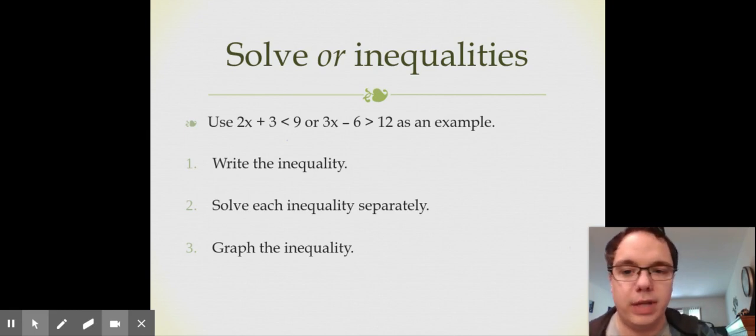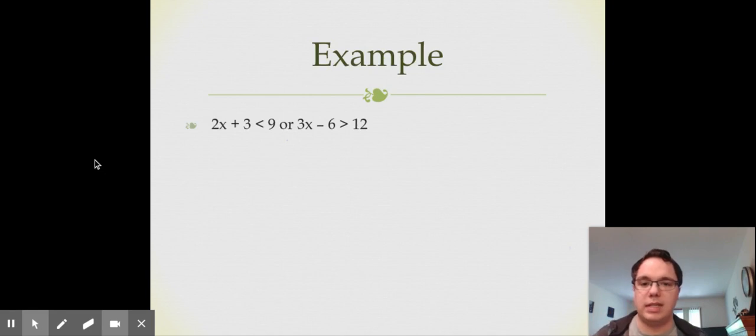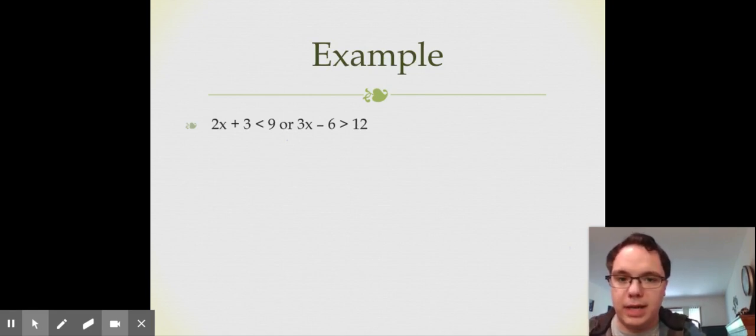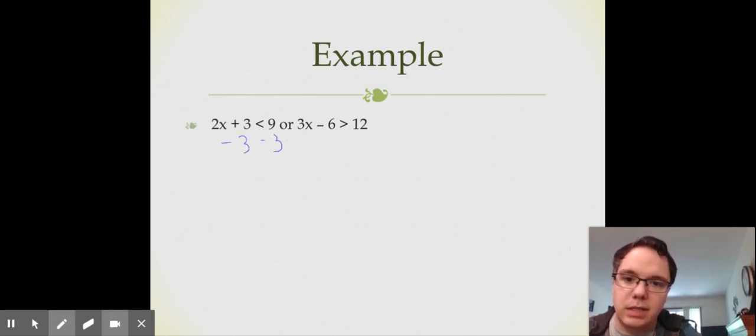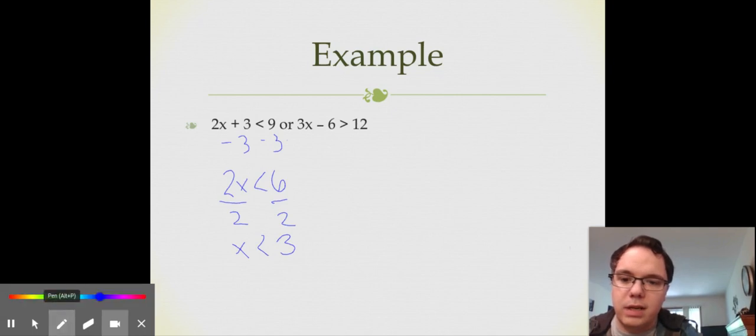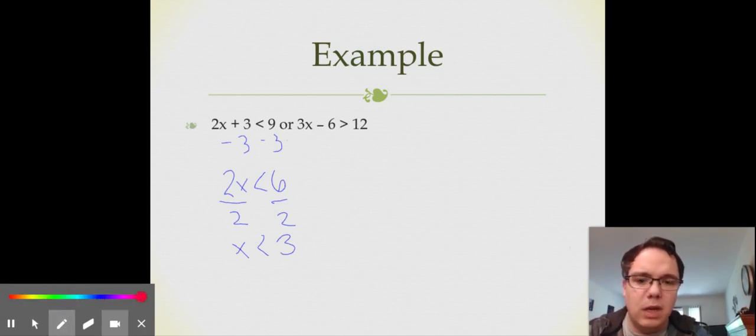So let's actually do that example of 2x plus 3 is less than 9 or 3x minus 6 is less than 12. I'm going to start with the left-hand side here. So 2x plus 3 is less than 9. First thing I'm going to do is subtract 3 from both sides. So we'll get 2x is less than 6. And then to get the x alone, I'm going to divide by a positive 2. And because it's a positive 2, I'm going to keep my symbol the same. So I get x is less than 3. Right? So I'm done with that one.